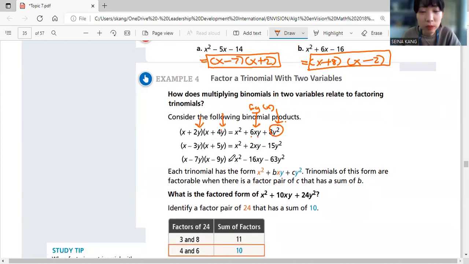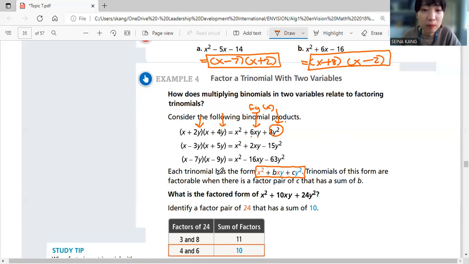So each trinomial will have the form x squared plus bxy plus cy squared. Okay, it looks a little bit complicated, but if you separate your second term into the constant times the variable that you have for the first one, usually x, then you'll be able to see the pattern, okay? So look at the form and identify the parts. You need to be able to identify the two variables and B and C.